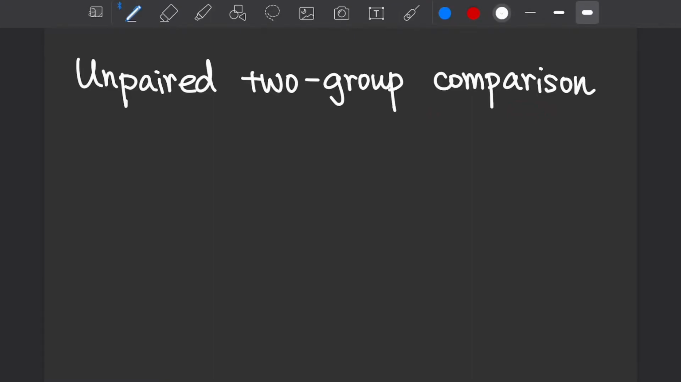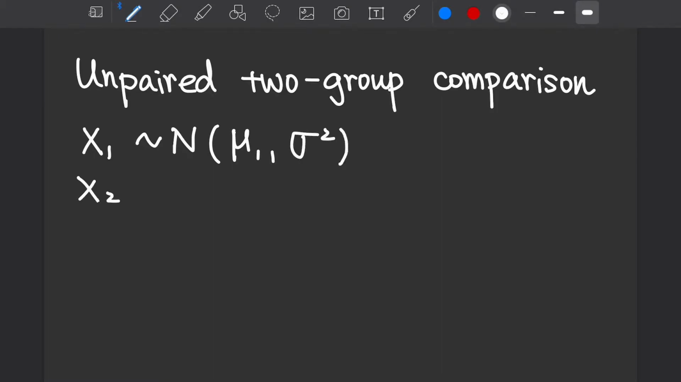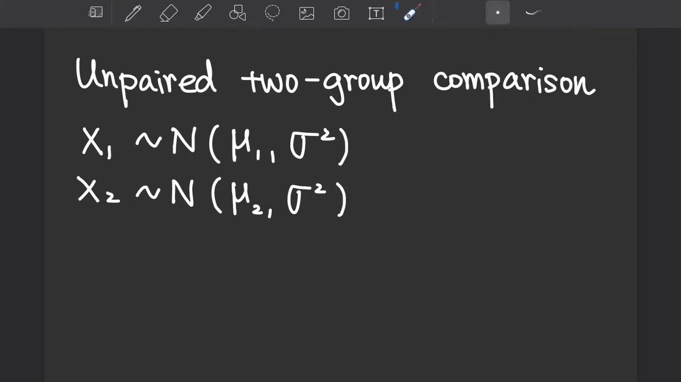So, let's assume that there are two populations that are independently distributed, and let's call them x1 and x2. So x1 follows a normal distribution with the mean being mu1 and the population variance sigma square. x2 follows a normal distribution with the mean being mu2 and a population variance sigma square. Here you should realize that we assume that these two populations have their own means, mu1 and mu2. However, they share the same variance sigma square.